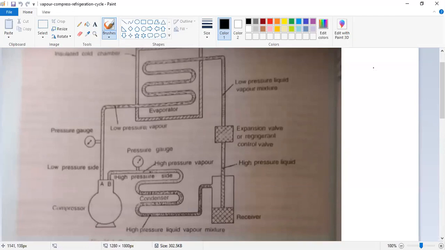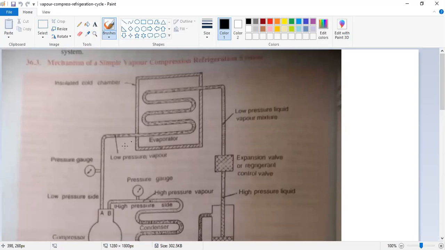So the main important components are the compressor. After the compressor, that pipe is the condenser. Then there is a receiver. Then there is an expansion valve. After the expansion valve, the big pipe at the top is the evaporator. So from the evaporator again it comes to the compressor.